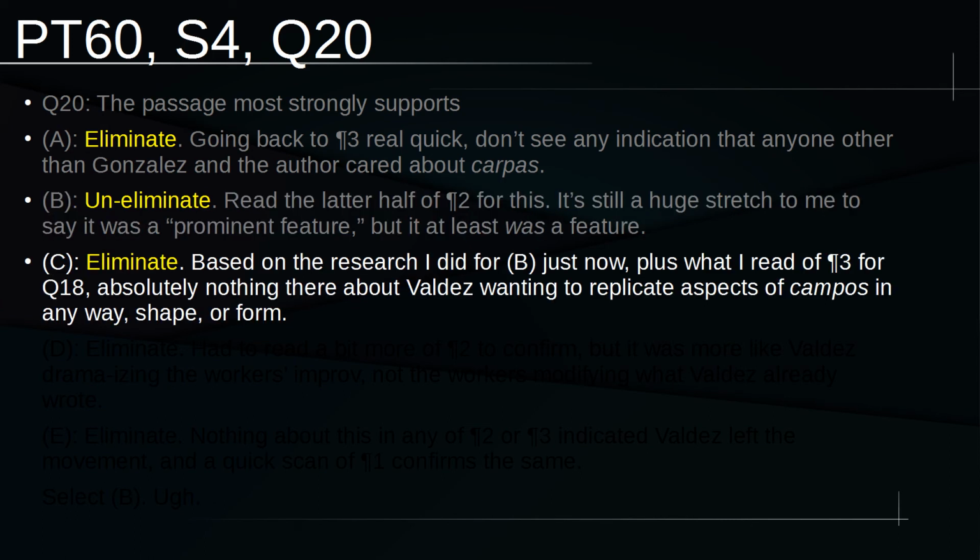Based on the research that I did for B just now, plus what I read of paragraph 3 for question 18 and for answer choice A, there was absolutely nothing there about Valdez wanting to replicate Campos in any way, shape, or form. Campos was just mentioned in the last paragraph of the passage, and there was never any indication that he wanted to recreate this in any form. So C is a pretty strong real elimination.